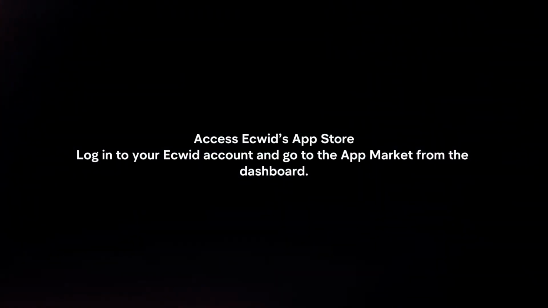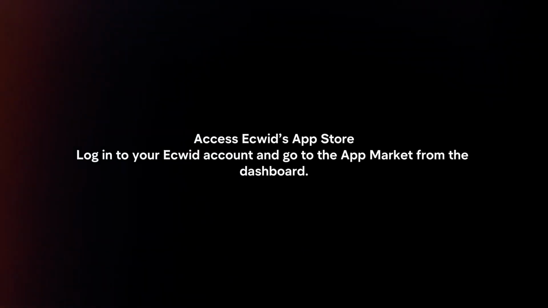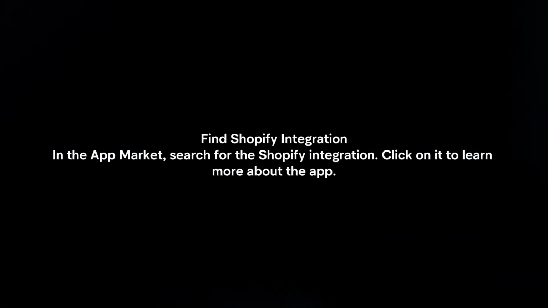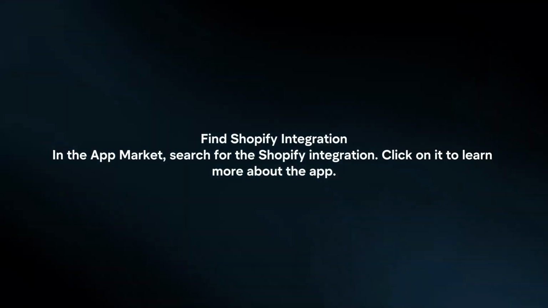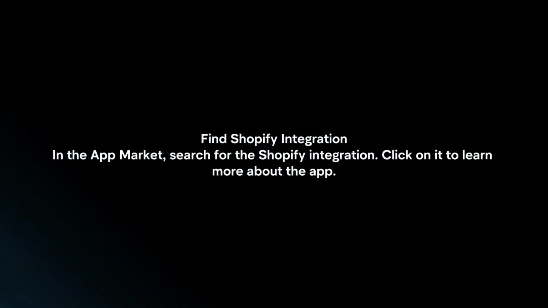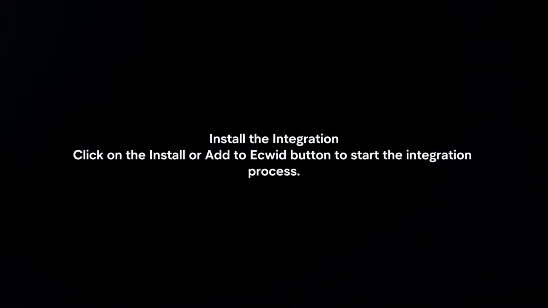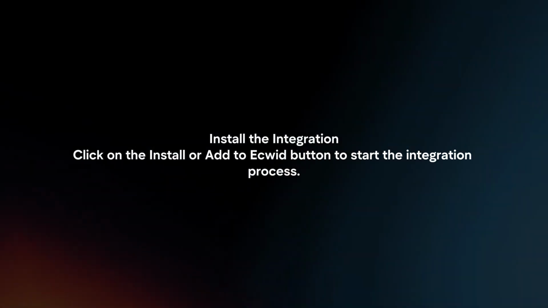Access Ecwid's App Store. Log into your Ecwid account and go to the App Market from the dashboard. Find Shopify integration. In the App Market, search for the Shopify integration. Click on it to learn more about the app. Install the integration. Click on the Install or Add to Ecwid button to start the integration process.